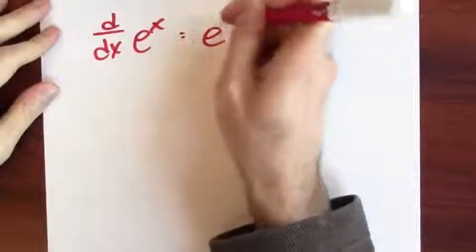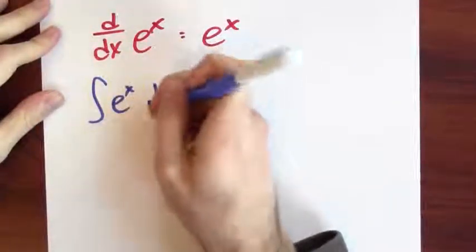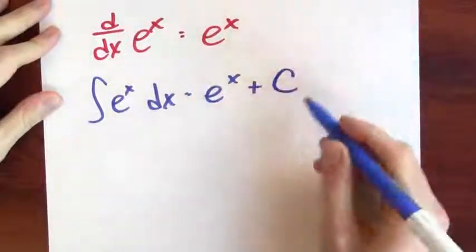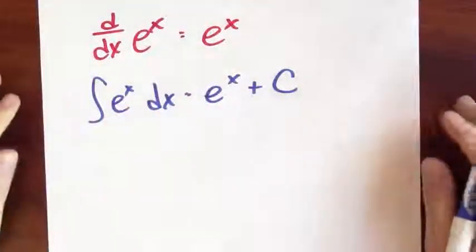The derivative of e to the x is itself, and consequently the antiderivative of e to the x must also be itself, and it's just plus some single constant c, since this is a function that's defined on the whole real line. Well, great, we found an antiderivative for e to the x. What about an antiderivative for log?